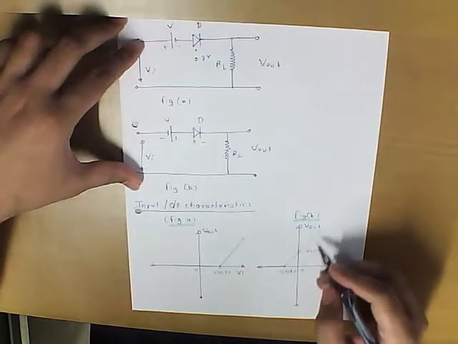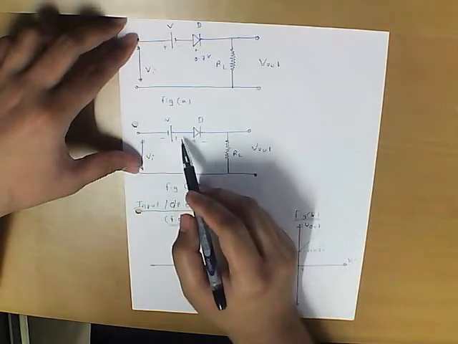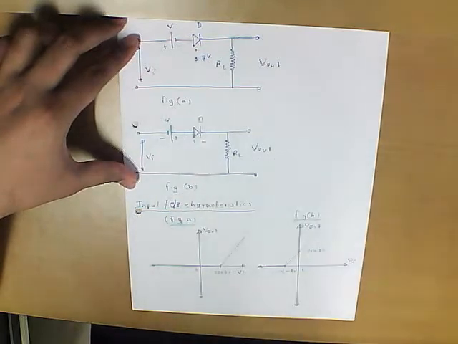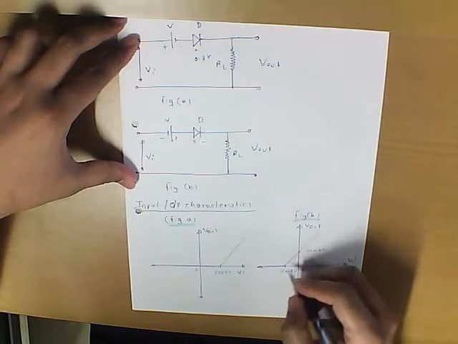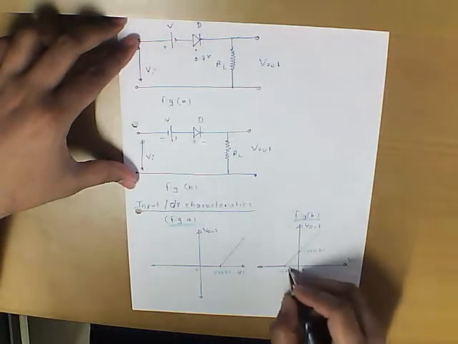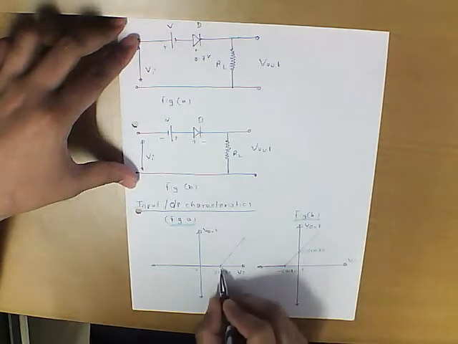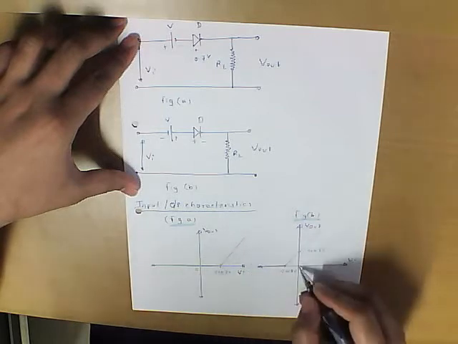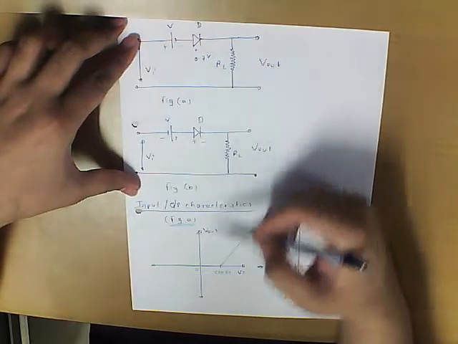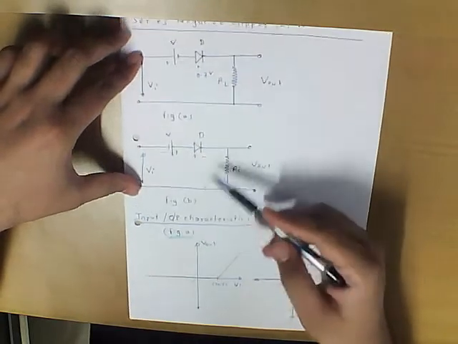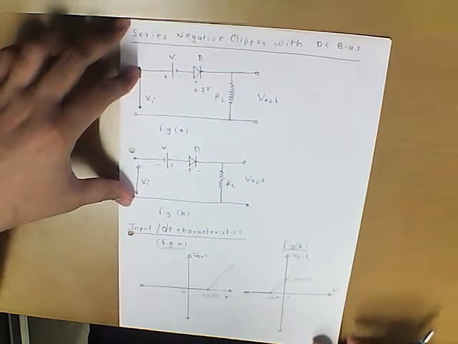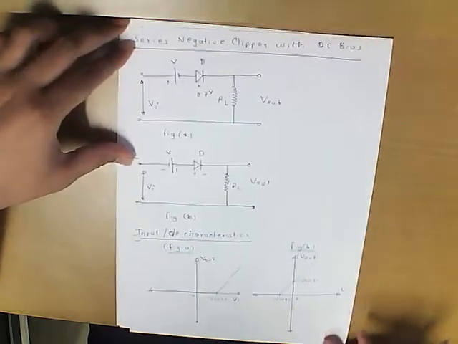Similarly, in the second circuit the bias is reversed. So now V in has to overcome minus V plus 0.7. That is why the output follows the input beyond minus V. So this point now shifts to this side, as shown in this figure. So this is the input output characteristics for the first one, and this is the input output characteristics for the second one.